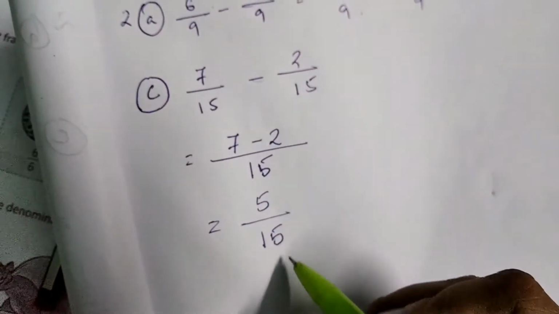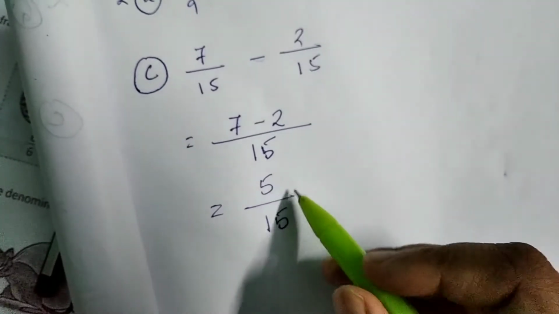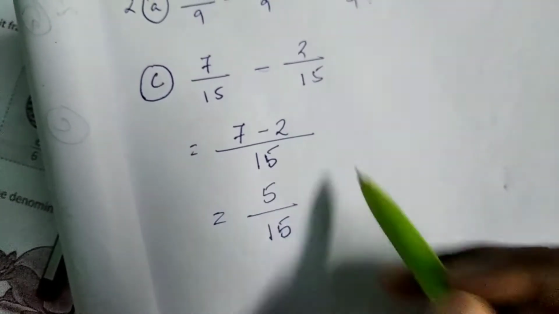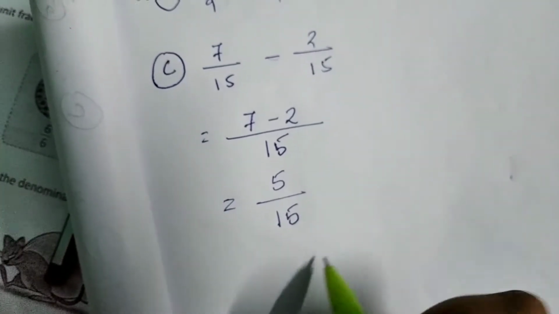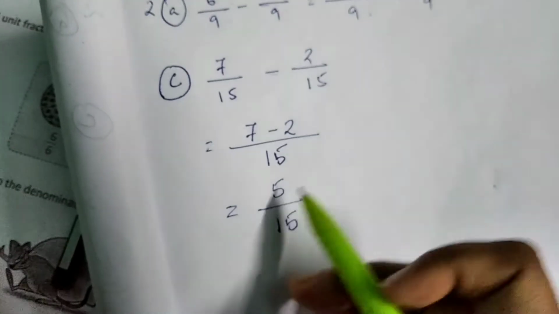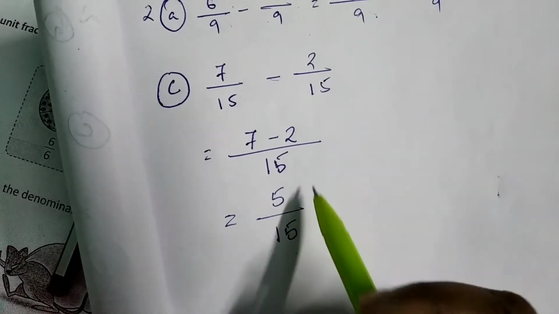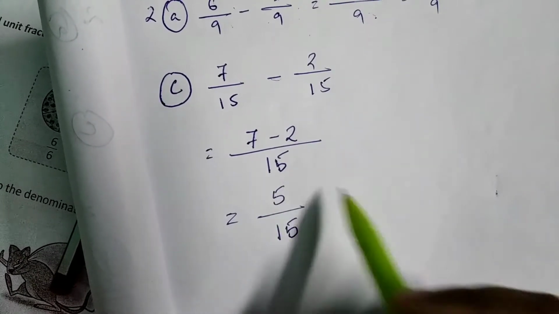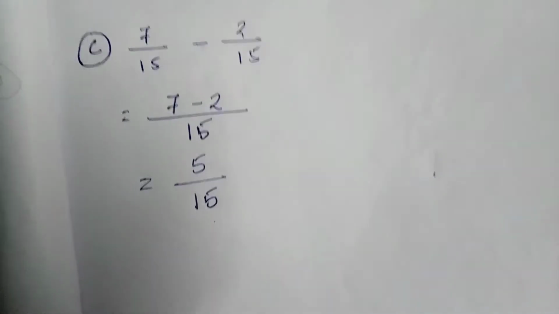That means 5 by 15 is the answer, but you can reduce this 5 by 15 to its lowest terms also. If you do this much, it's correct, but if possible you can reduce it to its lowest terms. So practice that. The lowest term of 5 by 15 will be 1 by 3 as the answer. If possible you can do the lowest term also, but try to give the answer in lowest terms. If you do this one also, it is correct.